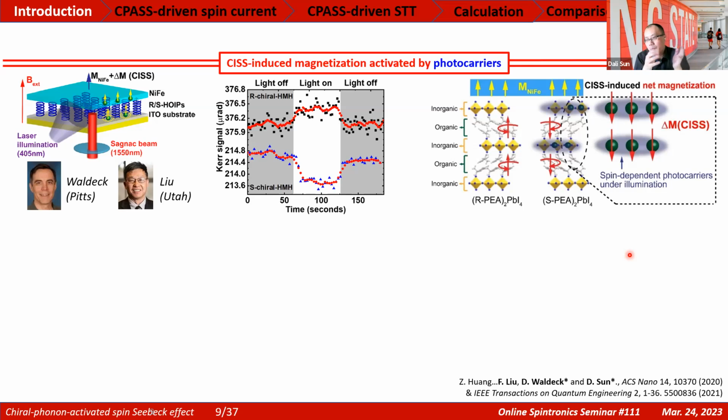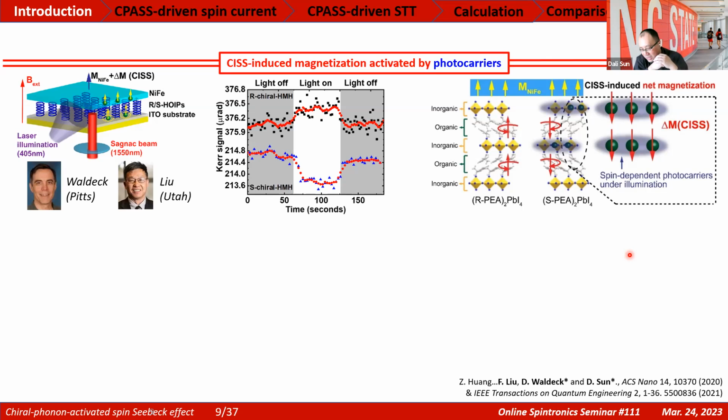So lots of people reported the CISS effect in electrons. You're passing electrons, you get the spin polarization. So what we were thinking is, okay, how about the photocarriers? Then you have electron-hole pairs, and once we shine light to generate the photocarriers, whether the photocarriers can give you the CISS effect, and we are able to measure the CISS effect induced effective magnetization.